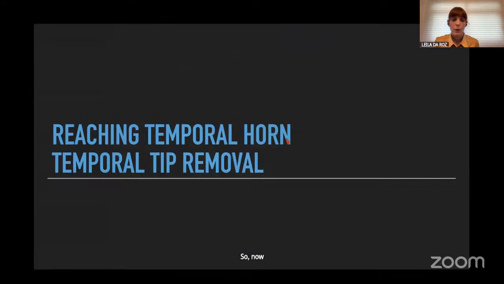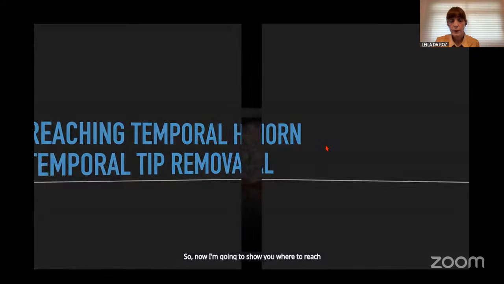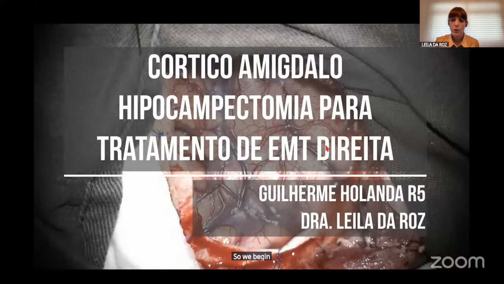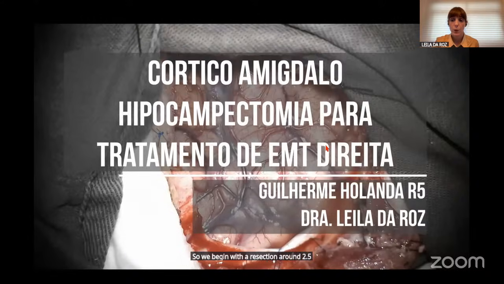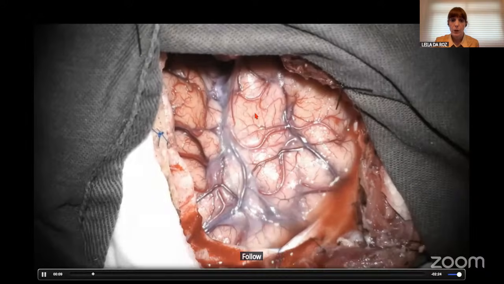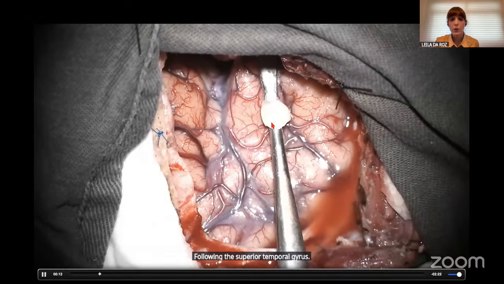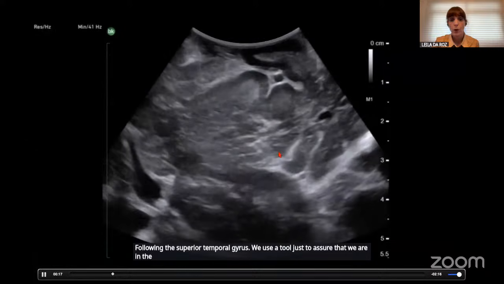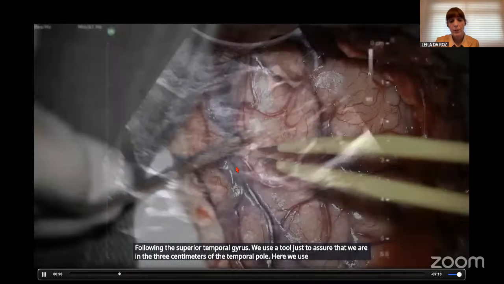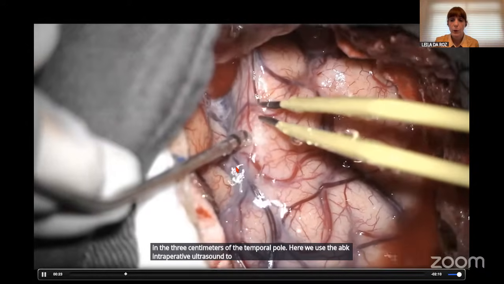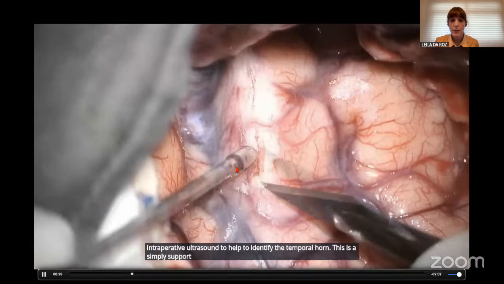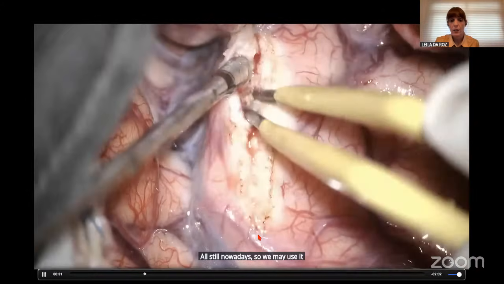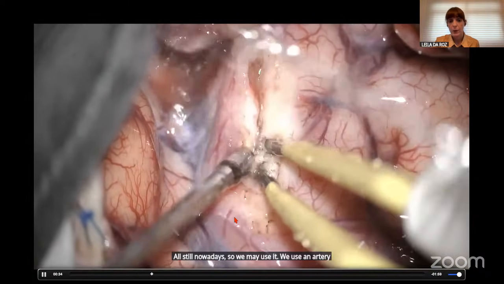So now I'm going to show you how to reach the temporal horn and the temporal tip removal. So we begin with a resection around 2.5 to 3 centimeters from the temporal pole, following the superior temporal gyrus. We use that just to assure that we are within 3 centimeters of the temporal pole. Here we use the BK intraoperative ultrasound to help to identify the temporal horn. This is a simple supportive tool that we have in our hospital nowadays, so we may use it. We use an artery to be our posterior limit.